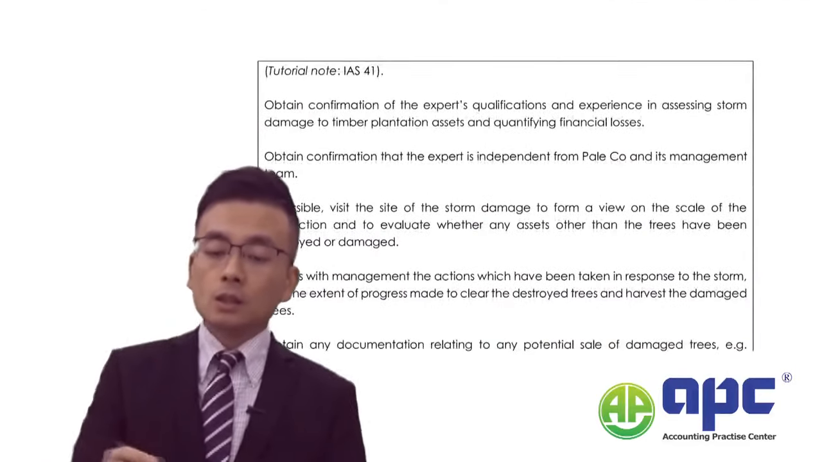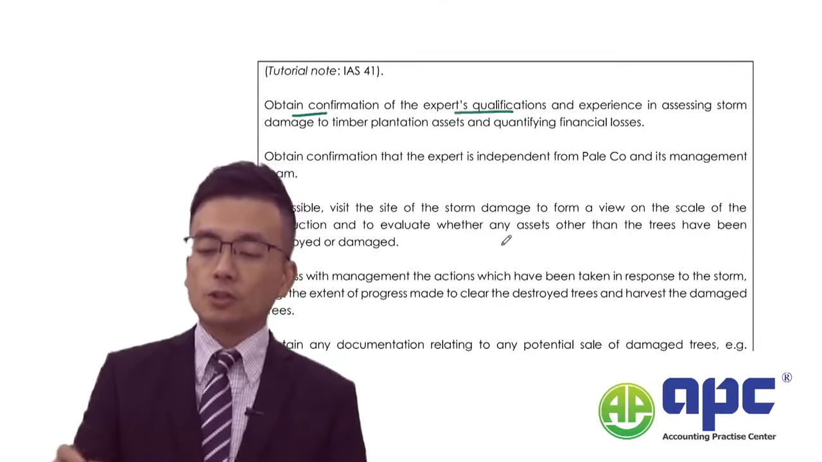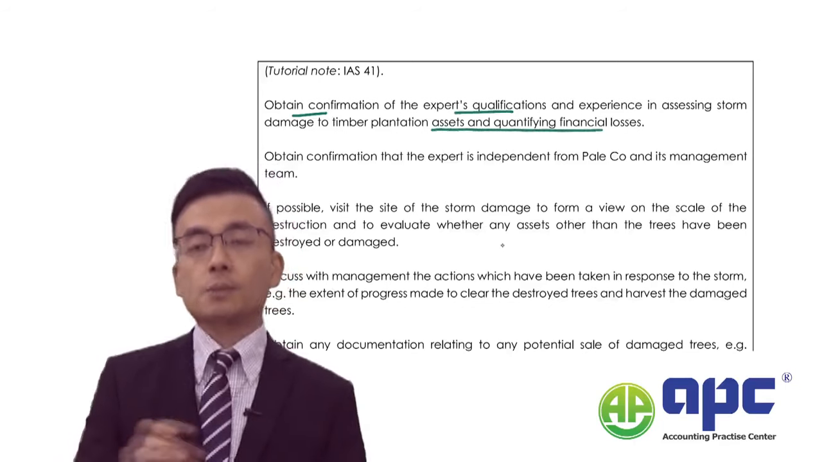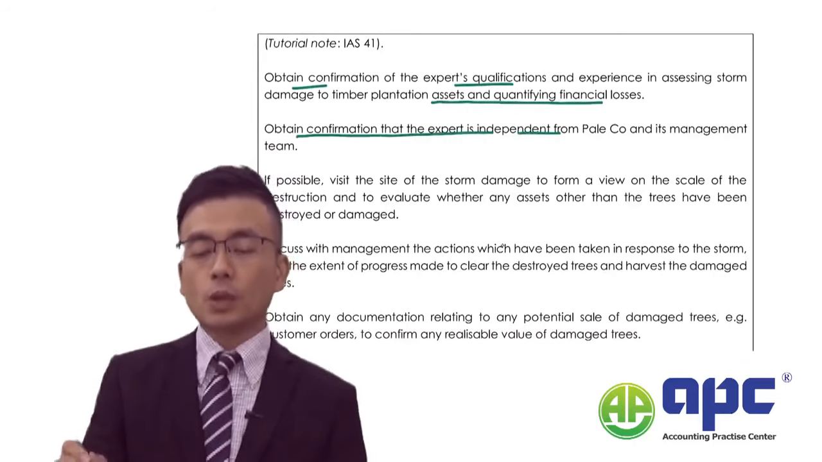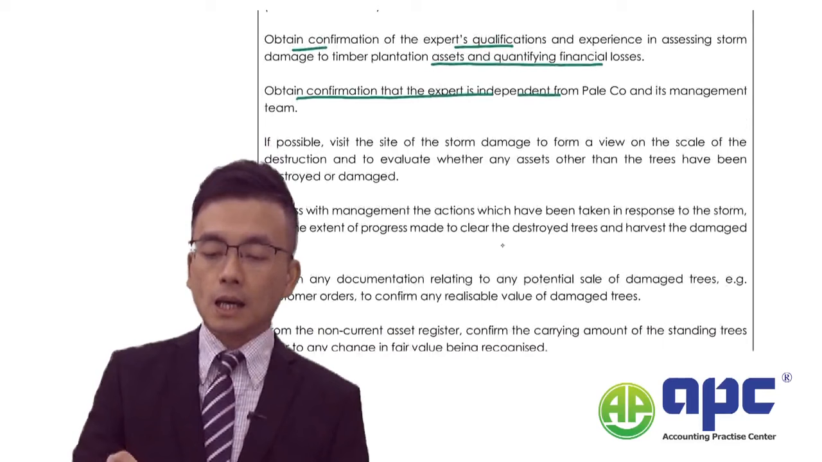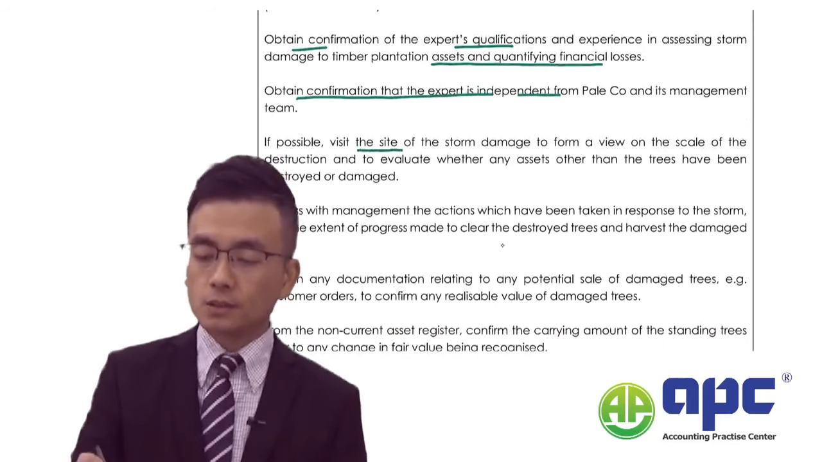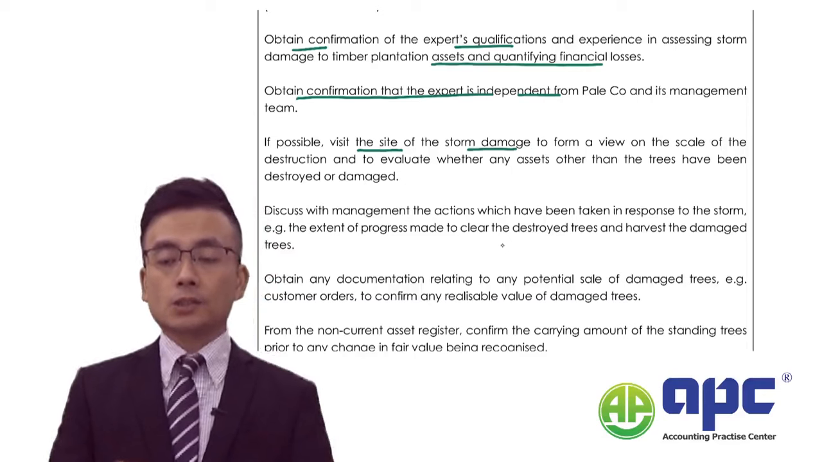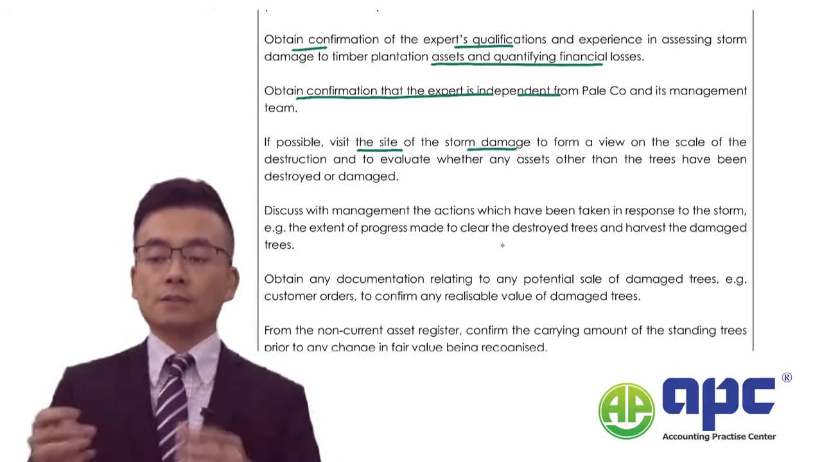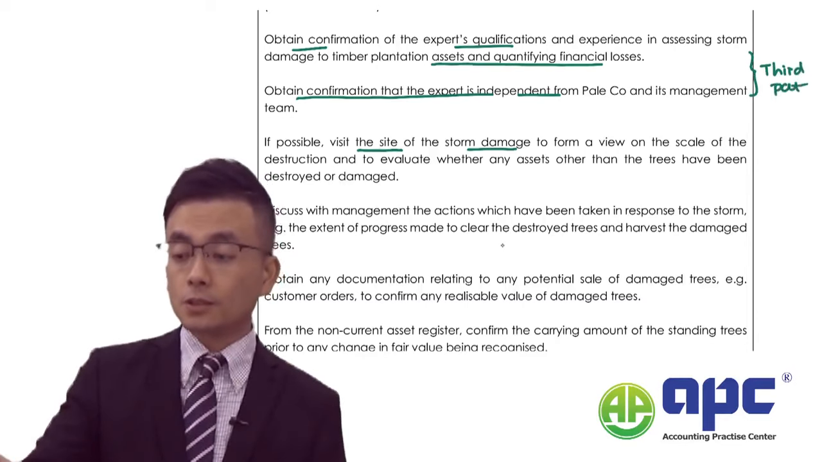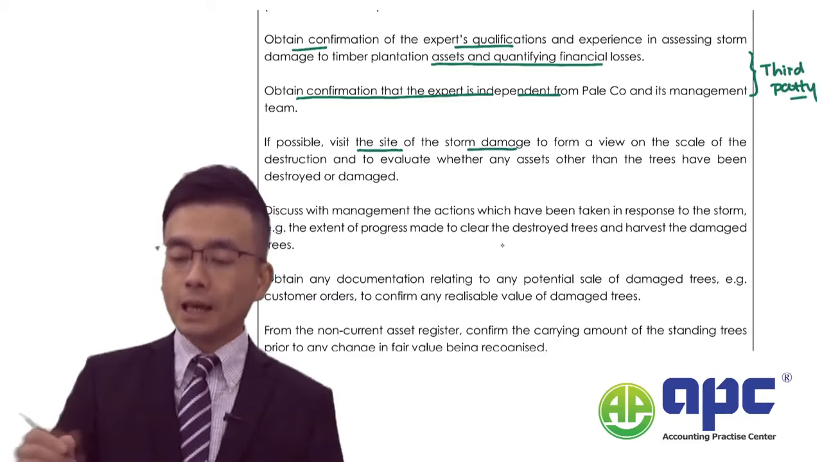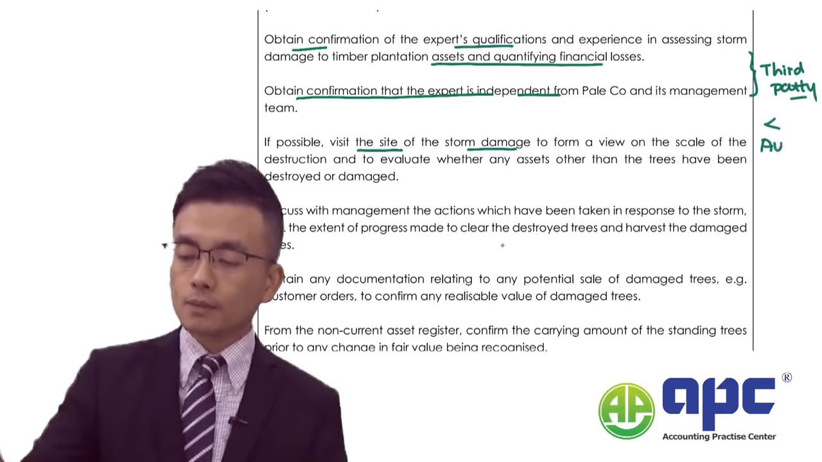Number three, obtain the experts' qualifications to see whether or not they are experienced in assessing the impairment losses and so on. And whether or not experts are independent, and also physically visit the storm damages, okay? Because it seems that we generate all the evidence from the third party. And this is, of course, reliable, but less reliable than auditors' generated evidence.